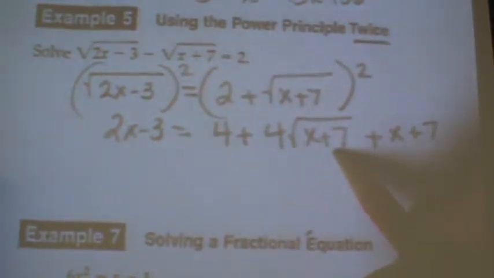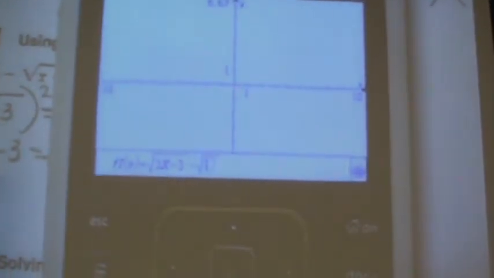We're not going to do that. We're going to use our calculator. So how are you going to type this in your calculator? Type this in your calculator and tell me what answer you get. So I've got square root 2x minus 3 minus square root x plus 7, and then what? Minus 2.